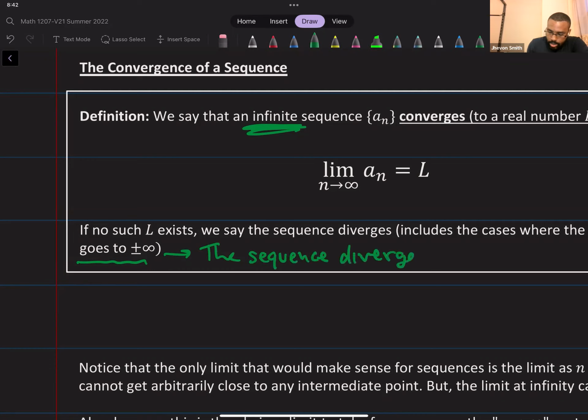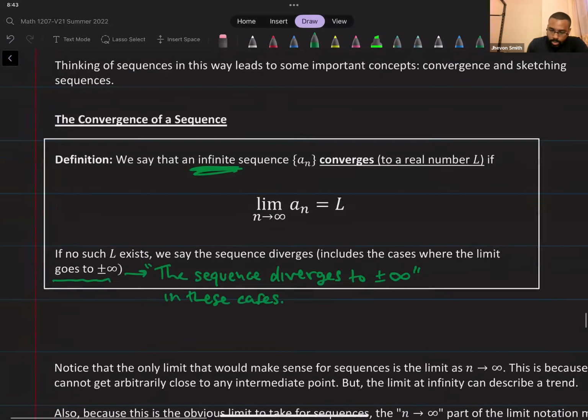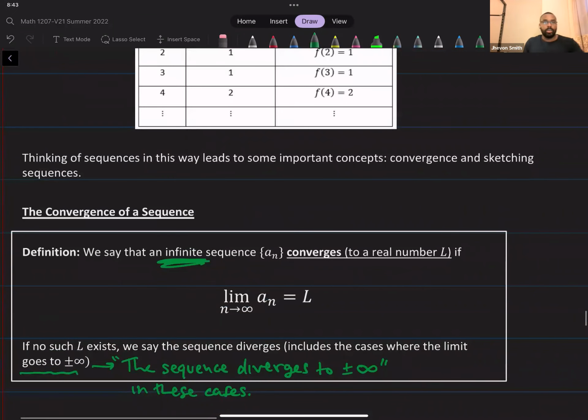So you would say the sequence diverges to plus or minus infinity in these cases. You can describe a sequence with a formula, and if you take the limit of that formula as n goes to infinity and you get a number, you can say the sequence converges to that number.